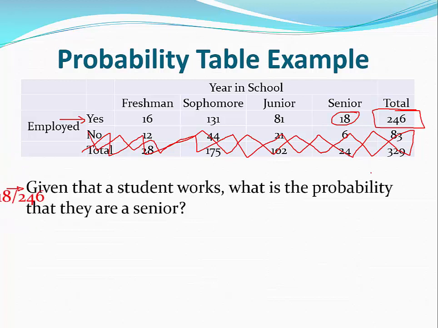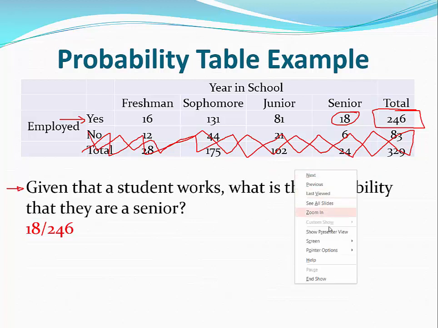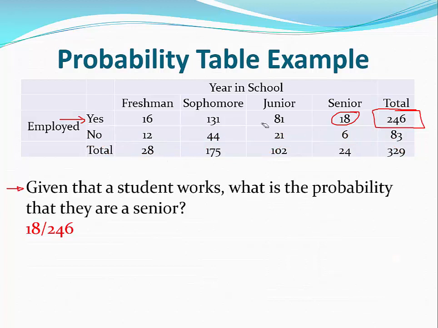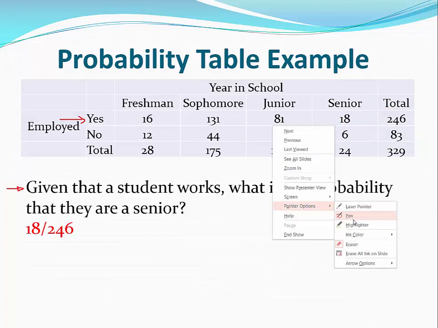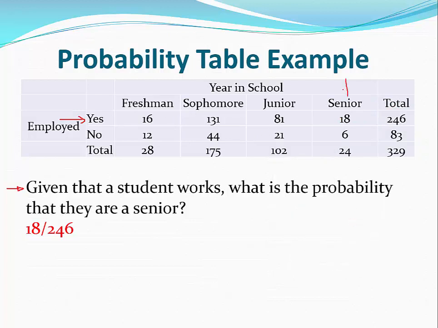18. Real simple, real straightforward. That's called conditional probability. Given that the student is a senior, okay, now let's see if I can get an eraser here. Let's get rid of this stuff. Given that the student is a senior, let me get my pen back here. What's the probability they have a job? Okay, given that the student is a senior, different question. Given that the student works, what's the probability they're a senior?